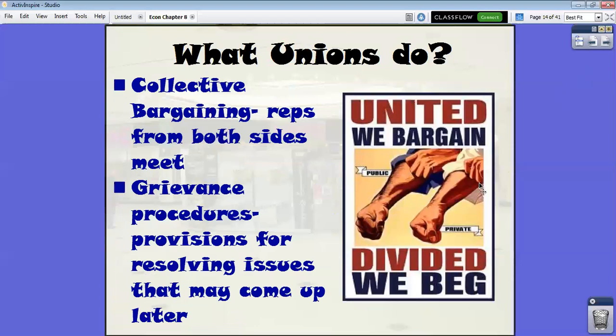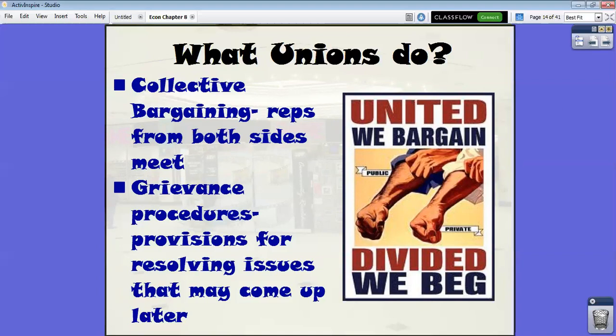And then unions together, they will work with their employers to come up with some type of agreement that both sides can go along with, and that's known as collective bargaining. That's when the workers and the employers come together and hammer out their differences. They also set what grievance procedures will look like. So if any issue comes up for the employer or the employee, it tells them this is the path that you must follow to resolve whatever problem exists.